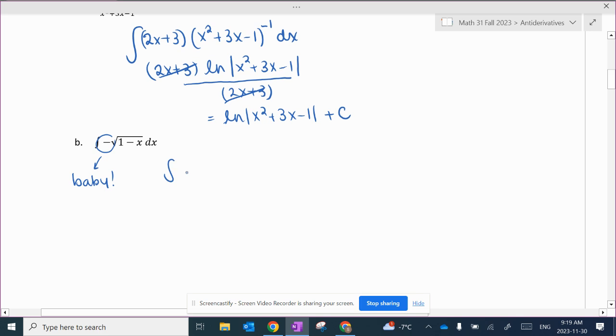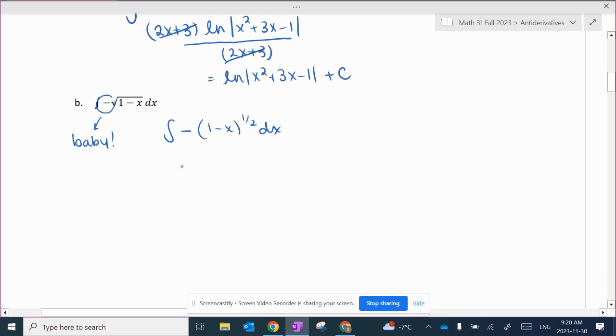So I'm going to rewrite this as negative 1 times (1 minus x) to the power of 1/2, and then again just carry that baby along for the ride. This is going to become (1 minus x) to the power of what? 3/2, divided by 3/2, and divided by negative 1. And then that baby will cancel right out. So your final answer will be 2/3 (1 minus x) to the power of 3/2 plus c.